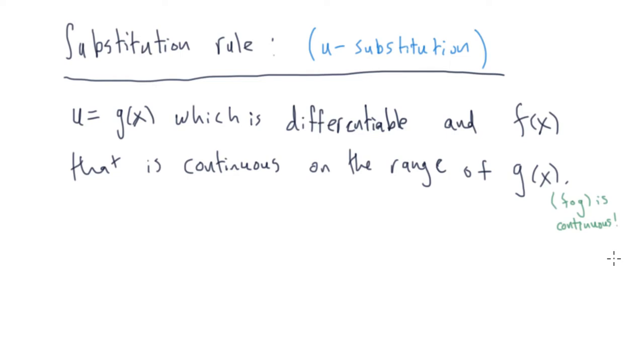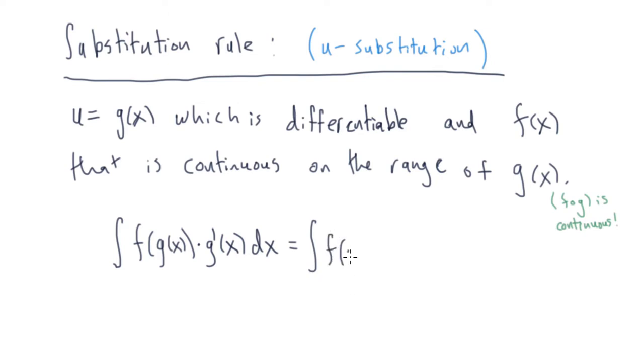Okay, so here's the idea. It's pretty simple. If I ever am looking for the antiderivative of f of g of x times g prime of x, well, this is just the derivative of f compose g. So what that means is that this is just the same thing as f of u du.